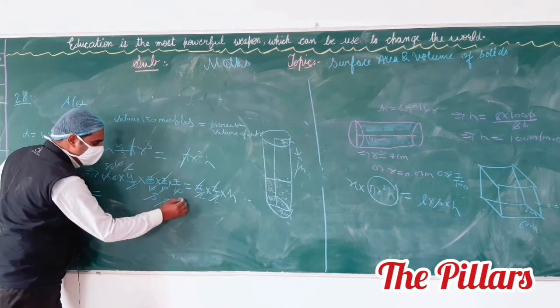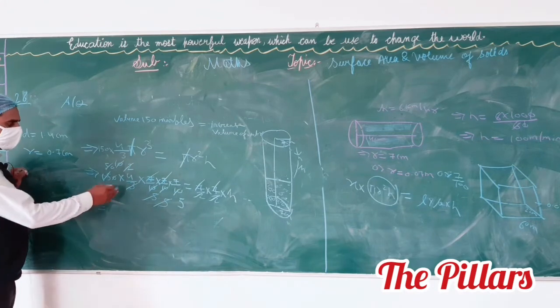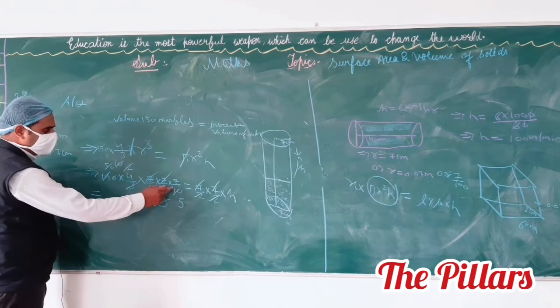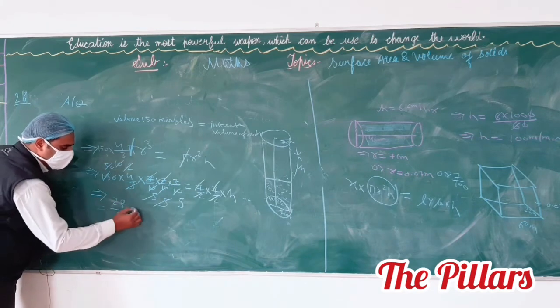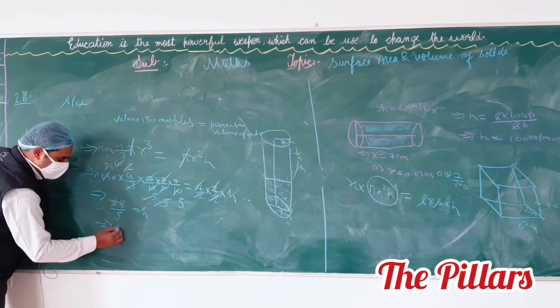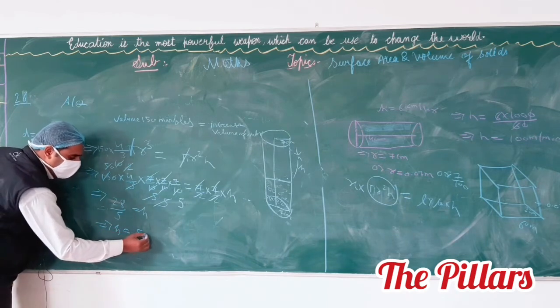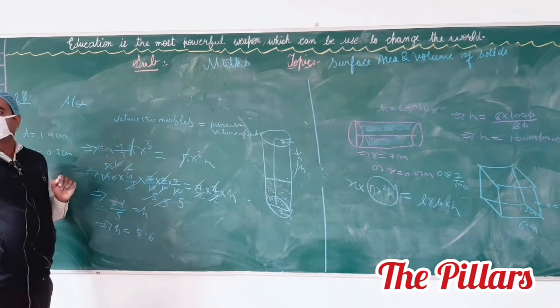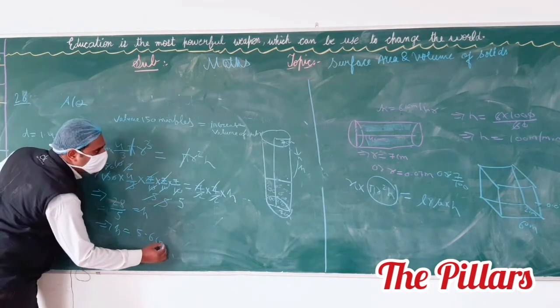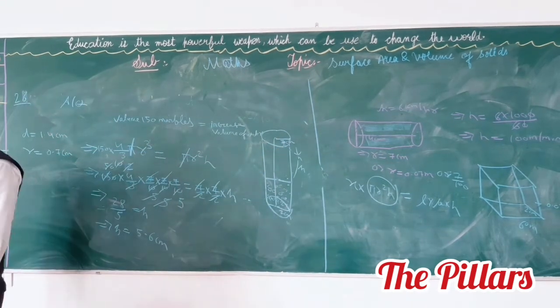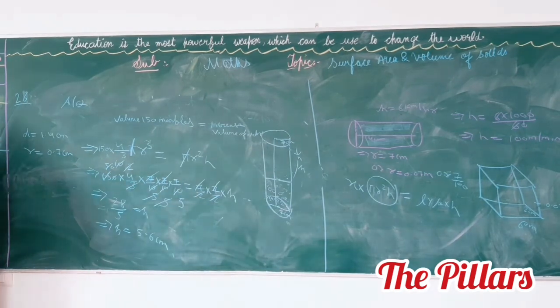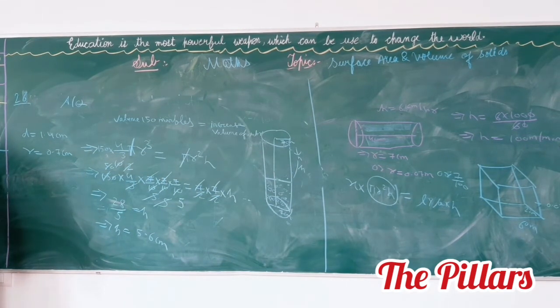2 5s are 10, the remaining value is 4 7s are 28. So 28 upon 5 equals h. It means the value of h is 5.6 centimeter, because all quantities are given in centimeter. Anyone have any doubt? This question I had to ask in 2014, 2017.